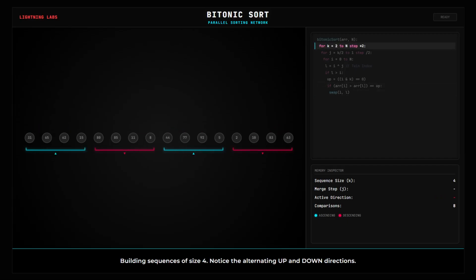Building sequences of size 4. Notice the alternating UP and down directions.